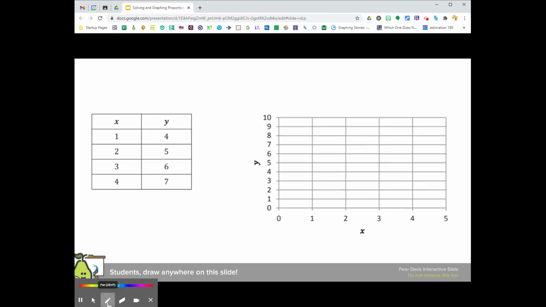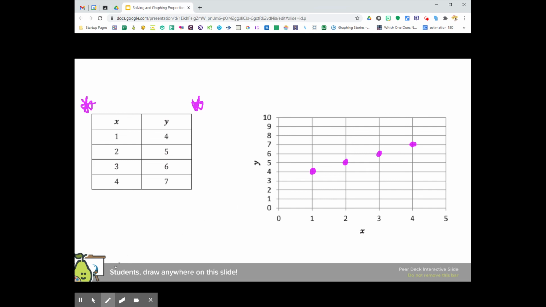And last but not least, let's just do an example of where we take numbers that we have in a table and we put them on a graph to see if they're proportional. So if x is 1 and y is 4, I would go over 1 and up 4. Put my dot. Again, you're always going left and right before going up and down. 2, 5, over 2, up 5. 3, 6, over 3, up 6. And 4, 7, 4 and 7.